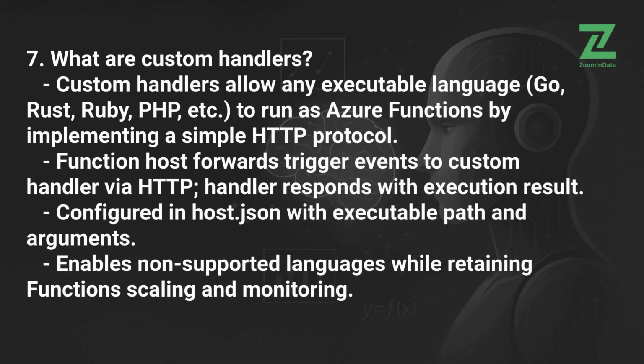7. What are custom handlers? Custom handlers allow any executable language, Go, Rust, Ruby, PHP, etc., to run as Azure Functions by implementing a simple HTTP protocol. Function host forwards trigger events to custom handler via HTTP. Handler responds with execution result. Configured in host.json with executable path and arguments. Enables non-supported languages while retaining function scaling and monitoring.